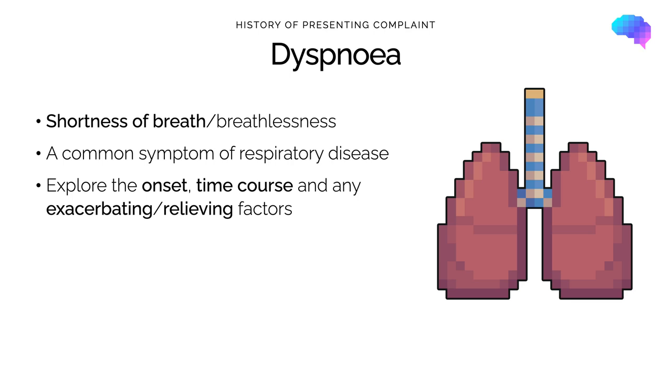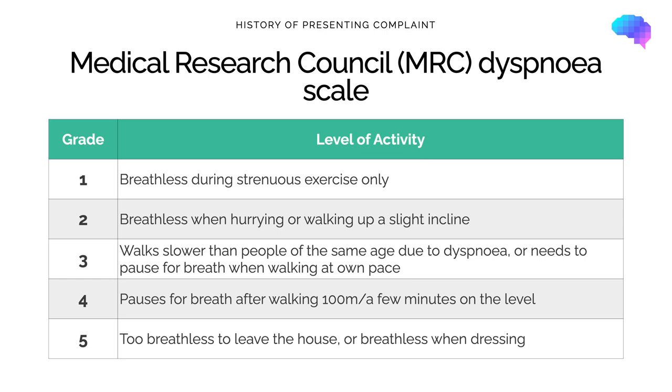Let's look at our first key respiratory symptom, dyspnea. This means shortness of breath or breathlessness, and this is a very common symptom of respiratory disease. It's important to explore the onset, time course, and any exacerbating and relieving factors. One of the ways we can assess the severity of dyspnea is by using the Medical Research Council Dyspnea Scale. This scale assesses the functional limitation of the patient due to their dyspnea. There are 5 grades, and this ranges from being breathless during strenuous exercise only, which is grade 1 and mild, to grade 5, where the patient is too breathless to leave the house, or breathless even when dressing.